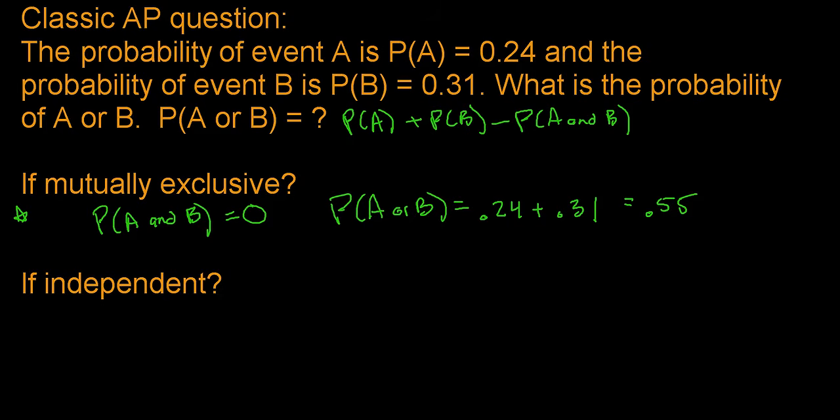All right, what if they're independent? Okay, well, I'm trying to find the probability of A or B if they're independent. Well, I'm still going to use the formula. The probability of A is 0.24 plus the probability of B is 0.31 minus.